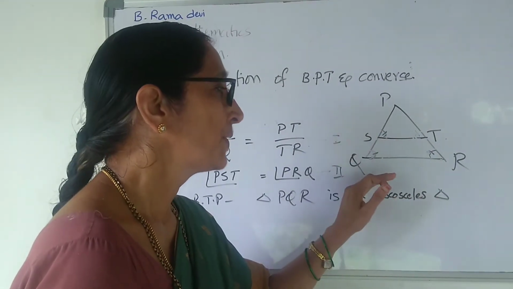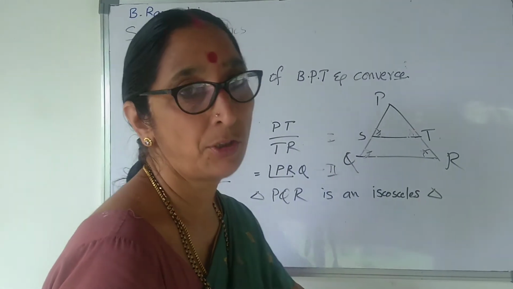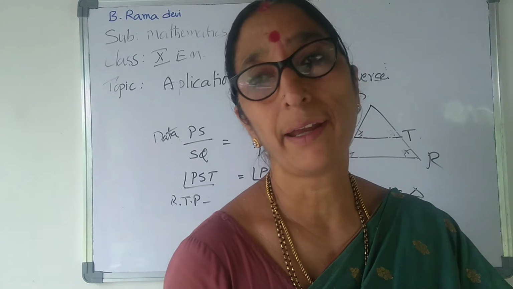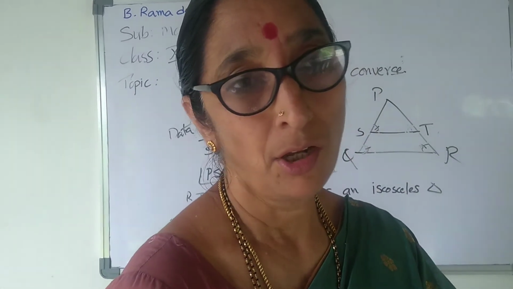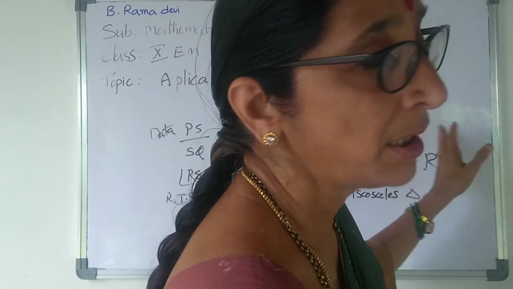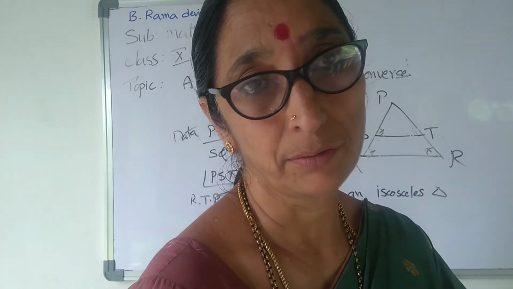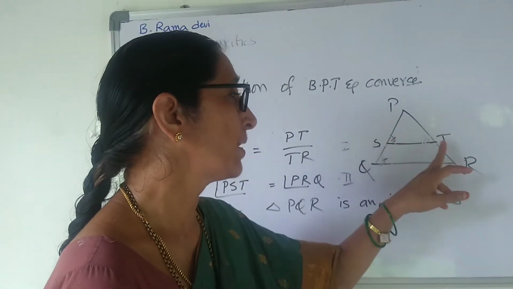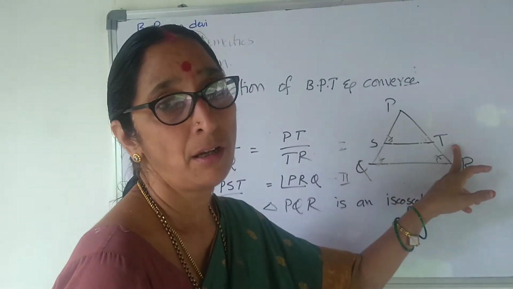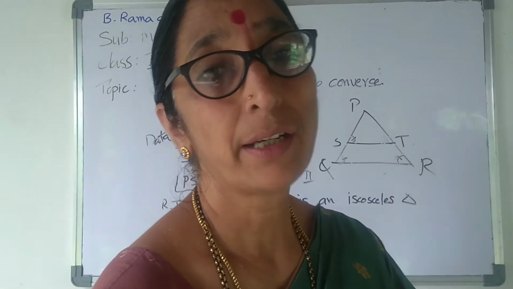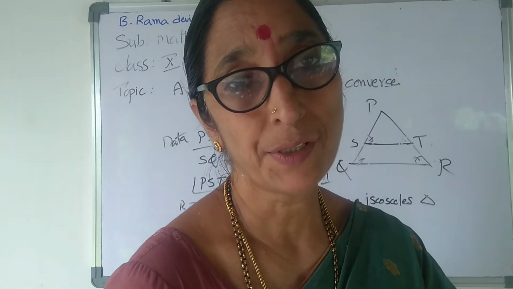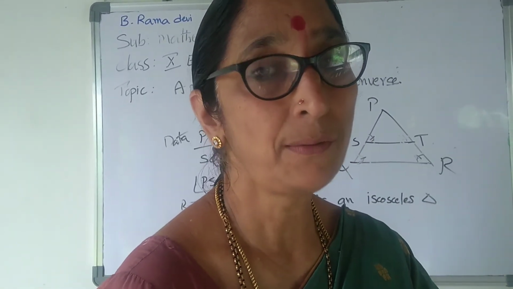Thus, we can say in the triangle PQR, two angles, angle Q and angle R, are equal. So, opposite sides of the equal angles are also equal. In triangle PQR, two sides PQ and PR are equal. So, the triangle PQR is an isosceles triangle. Thus, we can prove.